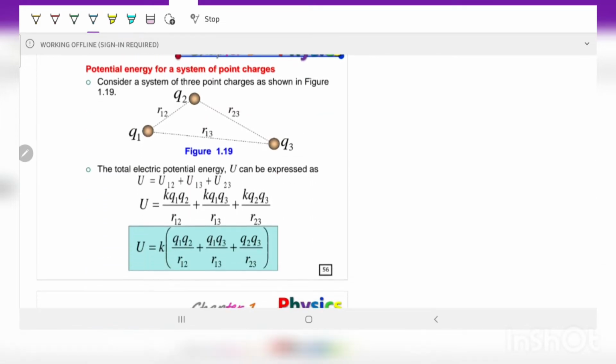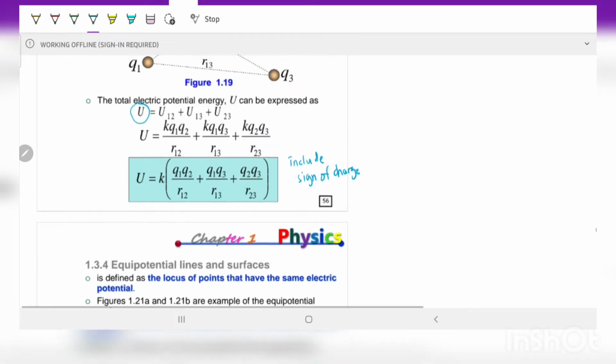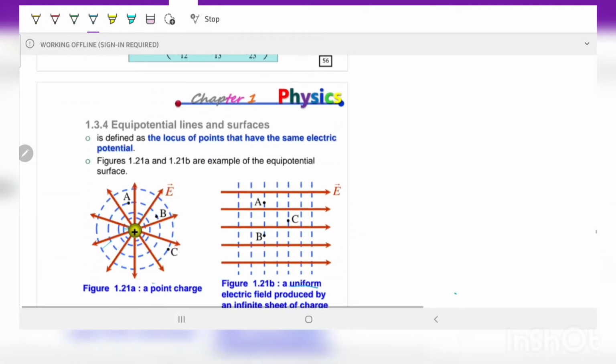Okay, kalau dia bagi awak dalam satu sistem macam ni ada 3 charges, so kita nak cari U energy sahaja, bukan change dah, ini energy sahaja. So energy of this system, tambahkanlah ada 3 pair kat situ, ada 3 charge, so kita boleh dapatkan 3 pair. So masukkan semua formula dan please include the sign. Include sign of charge. Ini dia punya teori je lah kan, example tak ada lagi.